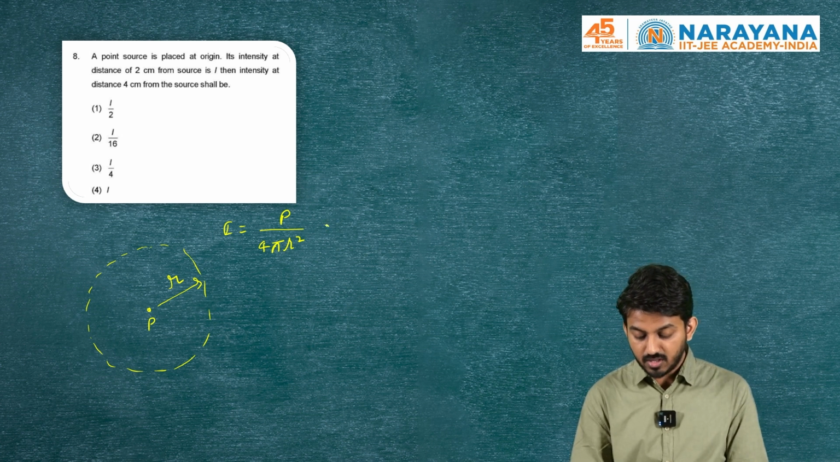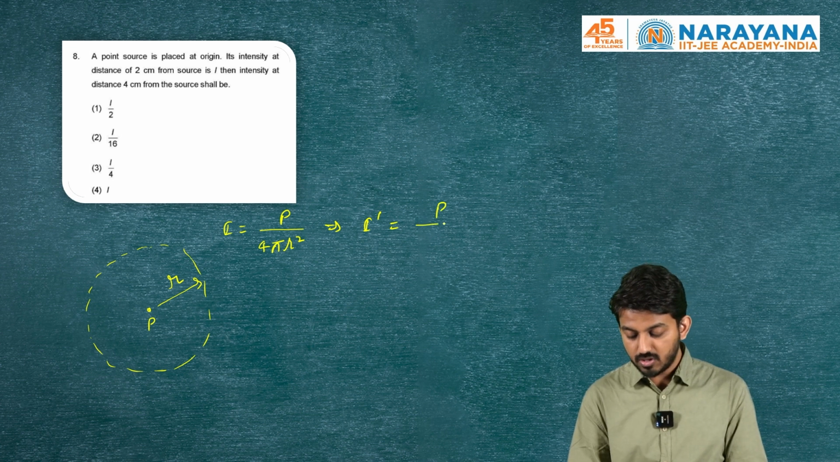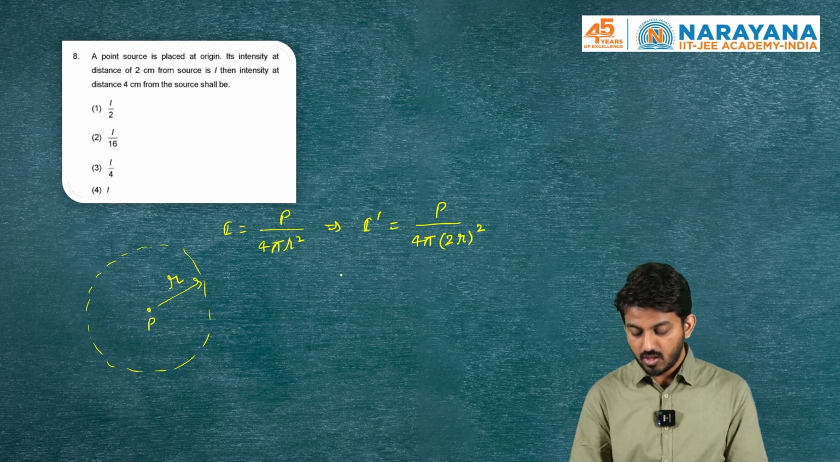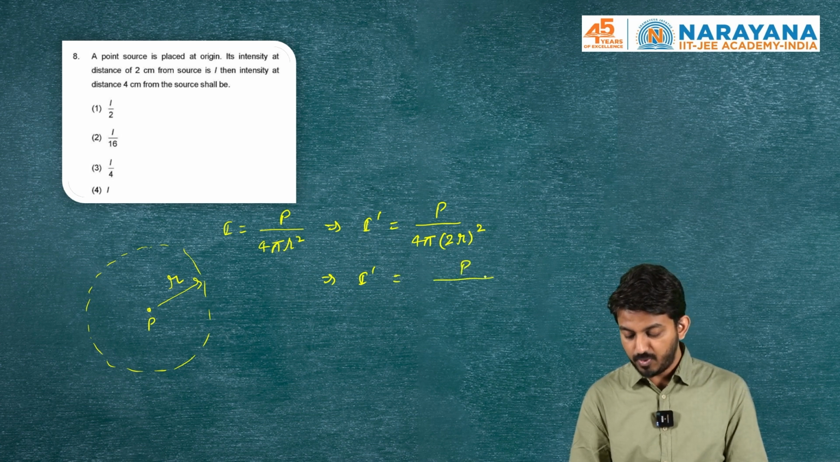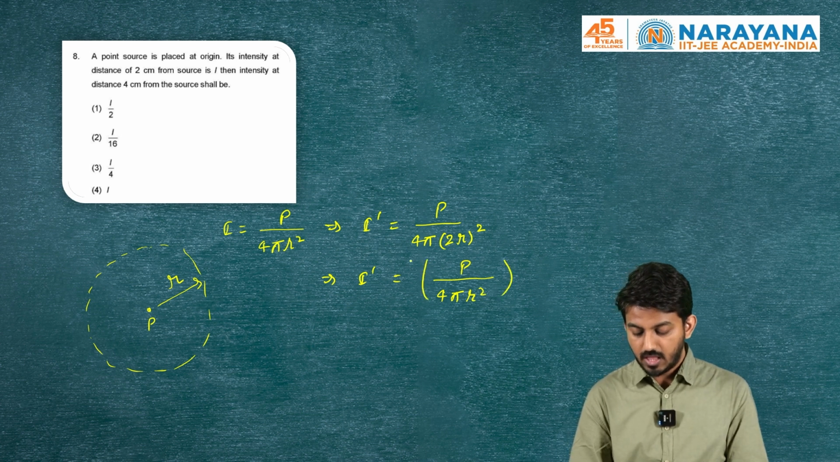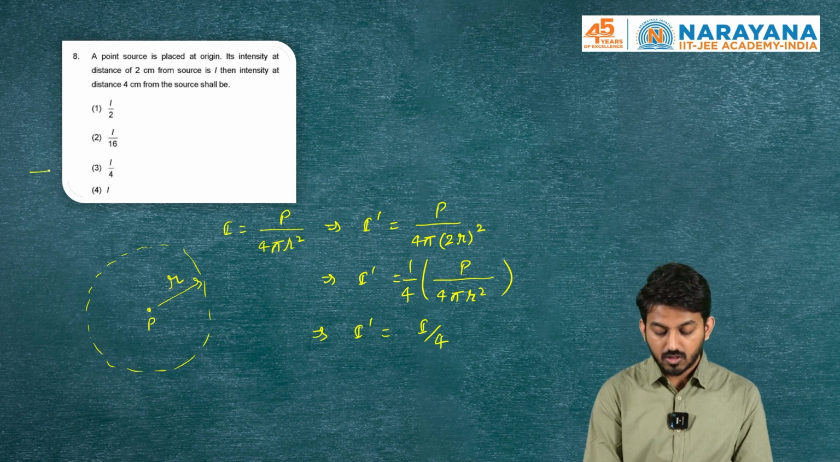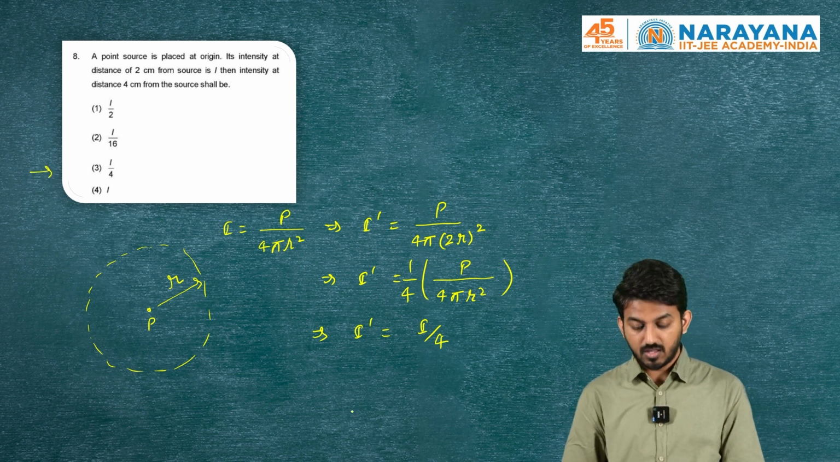Now, you can see here from this, if I talk about some I prime for the same source, that's powers P, but at double the distance. So, I prime here comes out to be P over 4 pi r square, 1/4 of that. Now, the term in the brackets is equal to actually I, so we get I by 4. So, that's the third option. It's a very easy question.